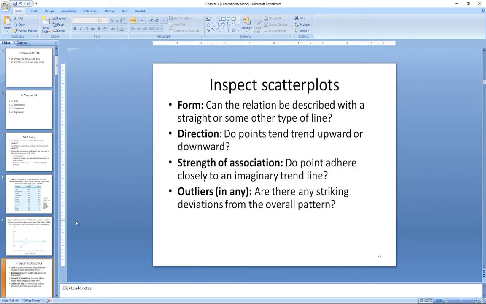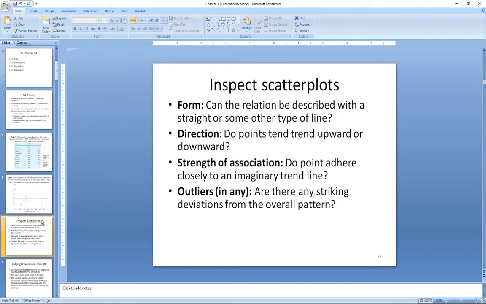And when we look at scatter plots, when we inspect them, we want to look at the form. Can the relationship be described with a straight or some other type of line? The direction: do the points tend upwards or downwards? And then we want to know the strength of association. Do points adhere closely to an imaginary trend line? Are there any outliers in the pattern overall?